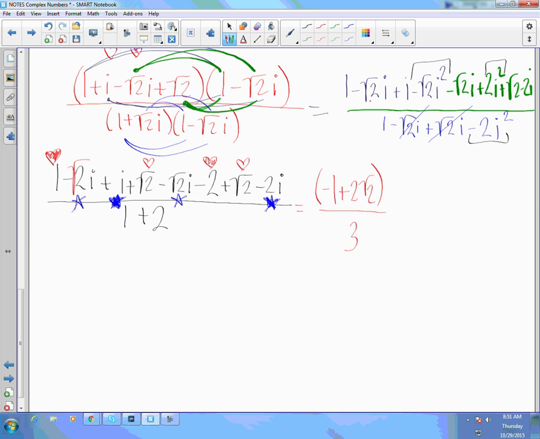Out of the pretty-looking i's, how many are there? 1 minus 2. What's 1 minus 2? Negative 1. And this will all be an i. The i comes after the fraction mark. Negative 1. Then what about our roots of 2? This is a negative root of 2, minus a root of 2.